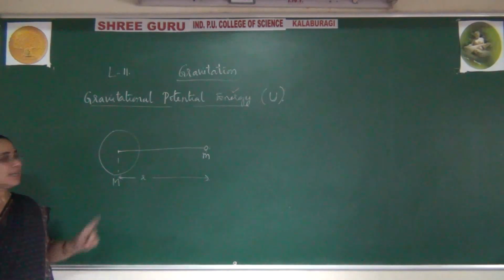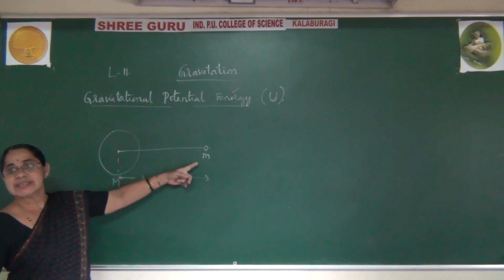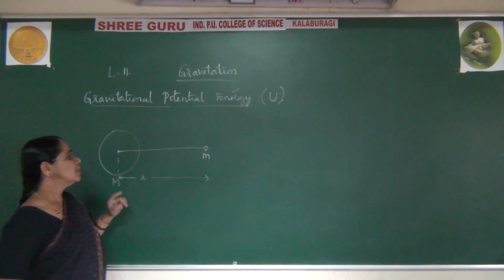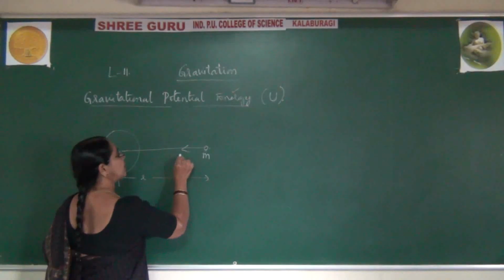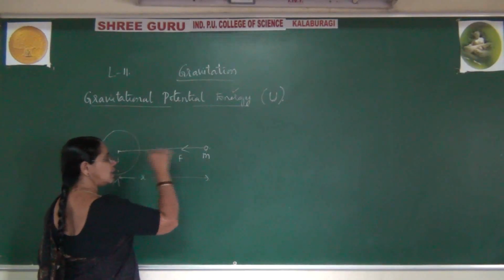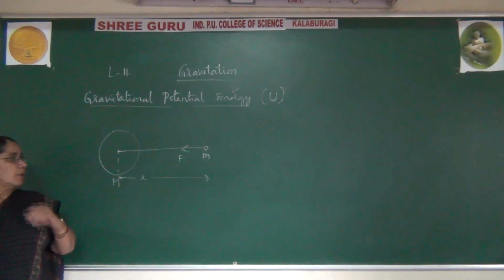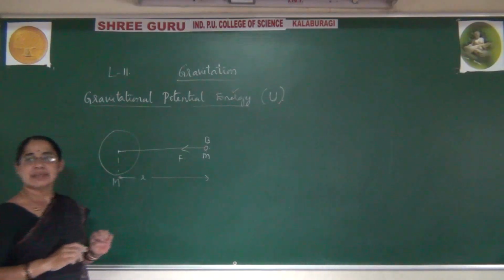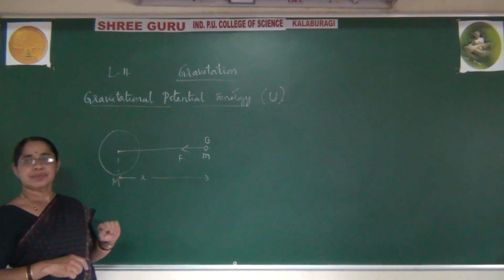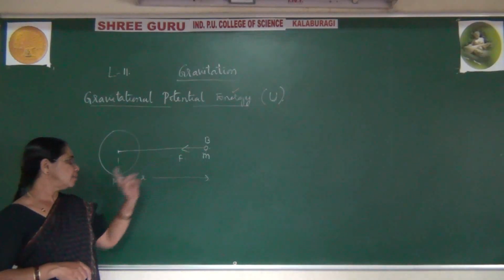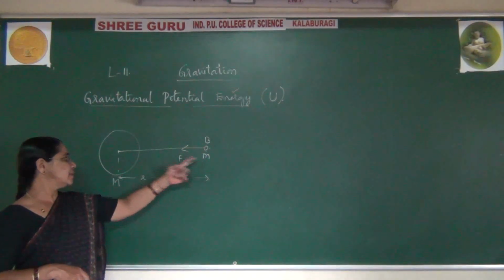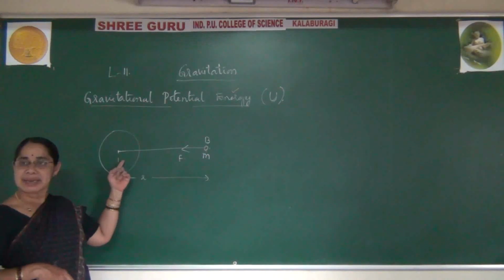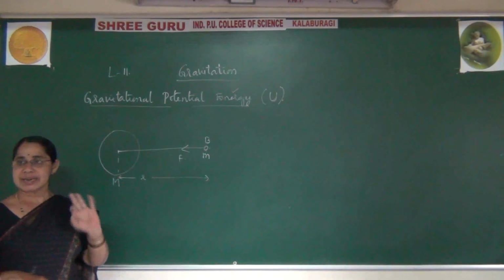So naturally what happens? This small mass is always attracted towards the bigger mass. So naturally there arises a force of attraction between them. Now let me say this point is B. I am placing the point mass at point B, at a distance r from it. Naturally there arises a force of attraction because this mass is attracting towards the bigger mass.